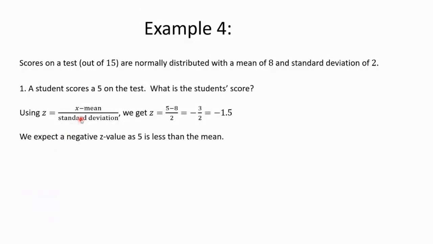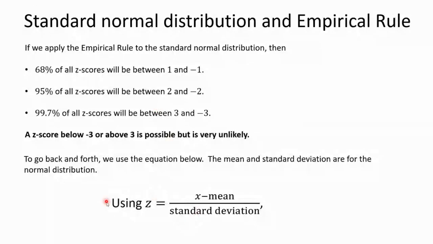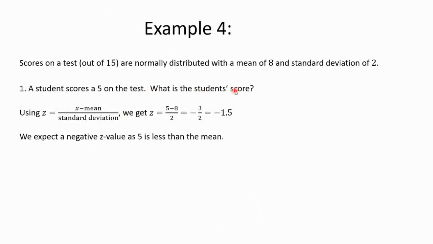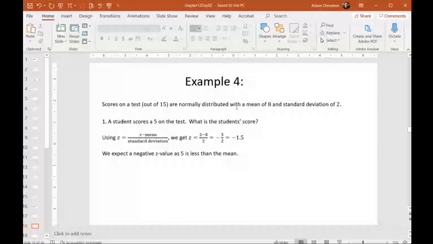So let's find some z-scores. Let's say a student got a 5 on this test. What would the student's z-score be for that? That's why I meant to say z-score here. Well, we have the data value, that's our 5. The mean of this is 8. The standard deviation is 2. So we're using this formula here. And it should be z-score, not the student's score. We fix that.